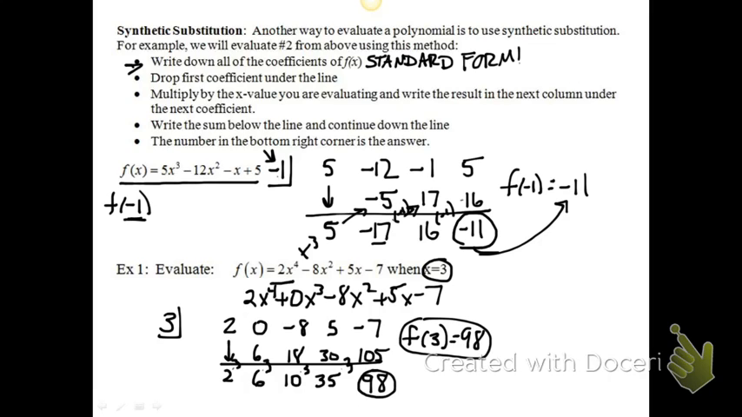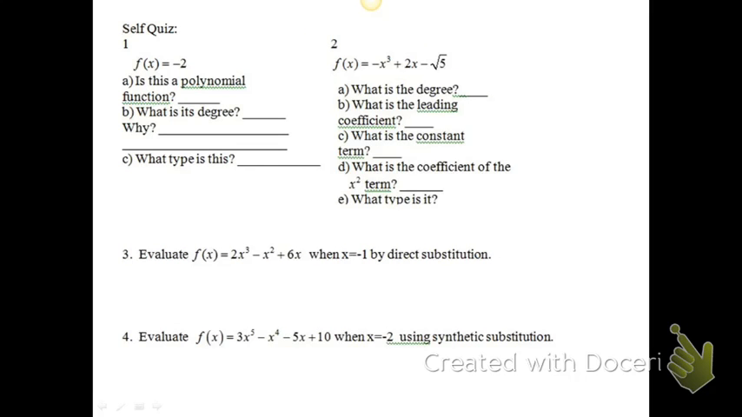This takes a little practice, and I think the first time students see this, it is a little bit tricky. So go ahead and feel free to rewind and look at it again to make sure you can follow the steps, because what I'm going to ask that you do right now is your self-quiz. I have 4 quick questions. Some of them are just some vocabulary. I want you to do one problem where you're doing direct substitution. That's the old school method that you know. And then I'm going to challenge you to try to do synthetic substitution, and we'll see how you do in class tomorrow. Thanks for watching.